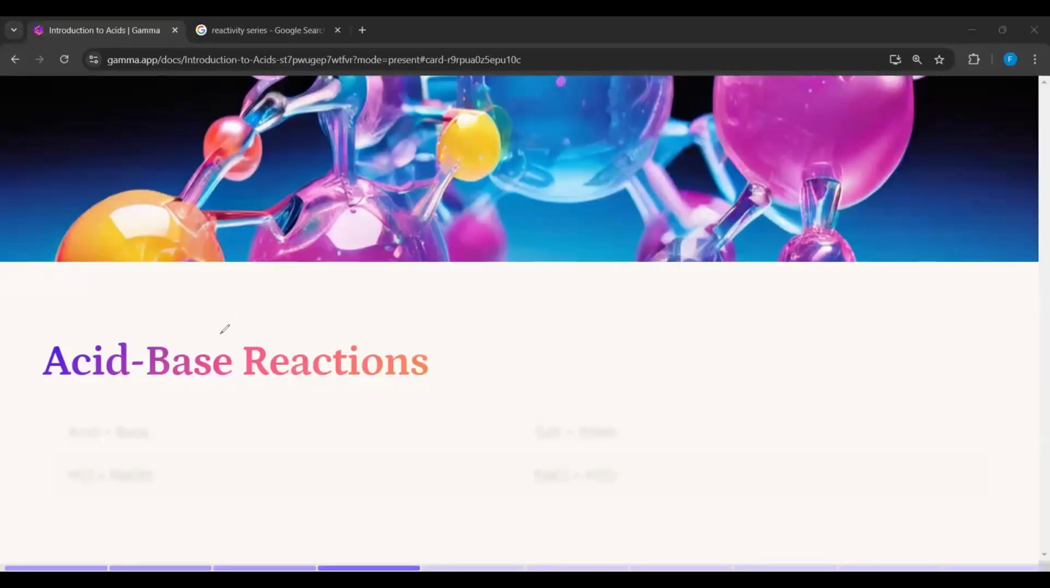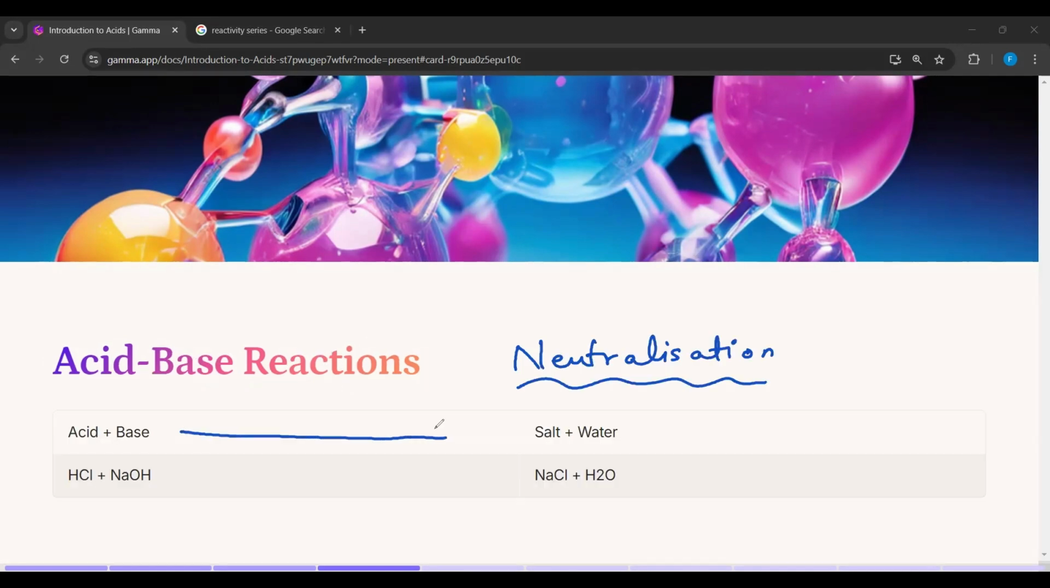So the reaction of acids with bases and alkalis is a neutralization reaction. Acid plus base will give salt and water. And the salt that is produced here will depend on the combination of the reaction, like what acid you're going to use or what base you're going to use. It depends on that.